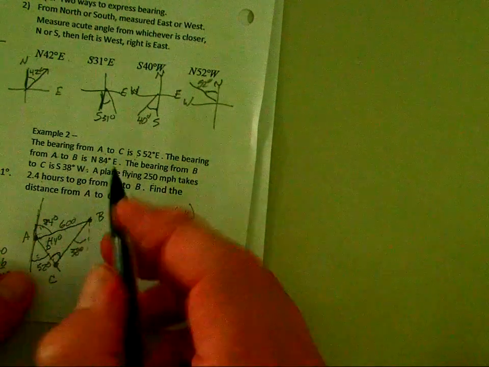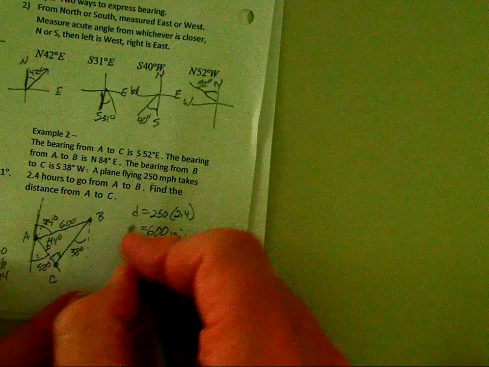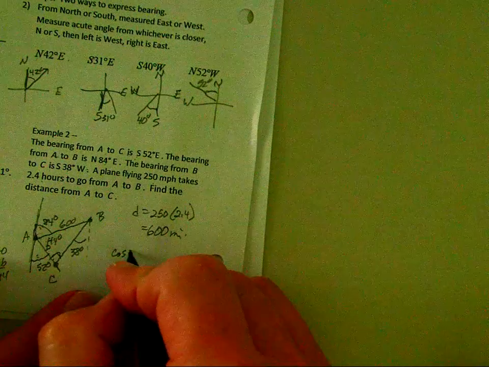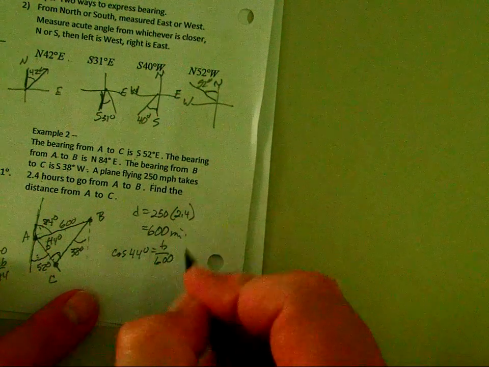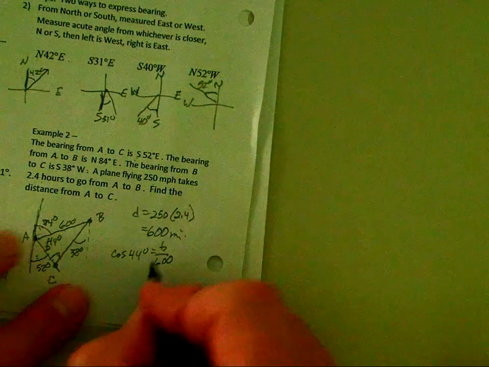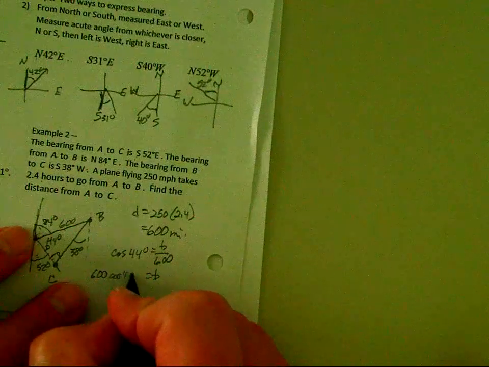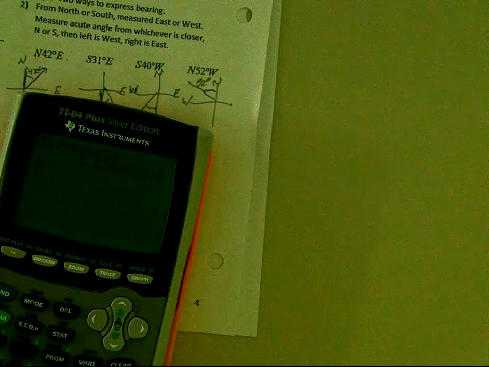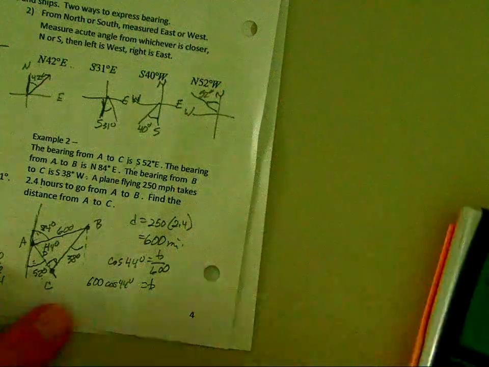So we're trying to find this side. Looking again from this angle, we want to find the adjacent. We know the hypotenuse, so we say cosine of 44 equals adjacent over hypotenuse. And then we can just multiply to find our answer. So 600 times the cosine of 44 is 431.6 miles.